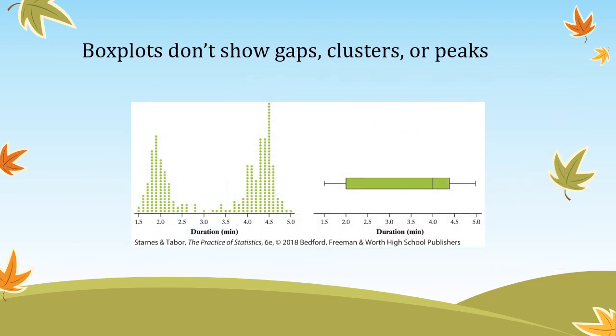The last thing you really need to be aware of with box plots is the idea that box plots do not always show gaps, clusters, or peaks. If I were to look at this box plot, I would think, oh, the data kind of looks like this, but clearly this data does not. We have 2 peaks right here. So it's important to know that a box plot isn't always the best for gaps, clusters, and peaks. The histogram will be better for that.